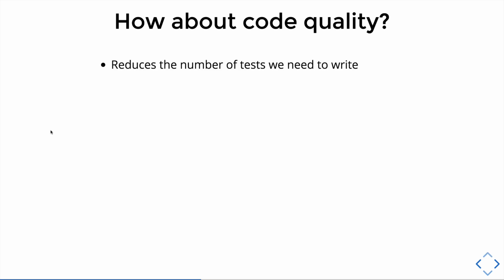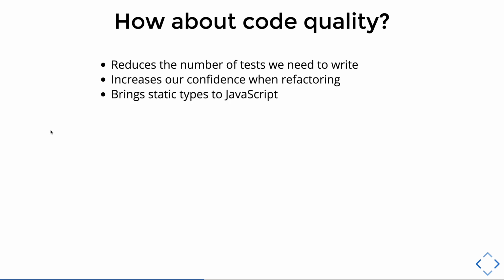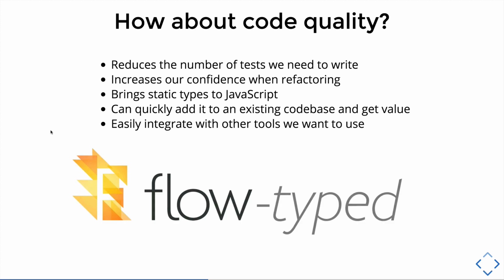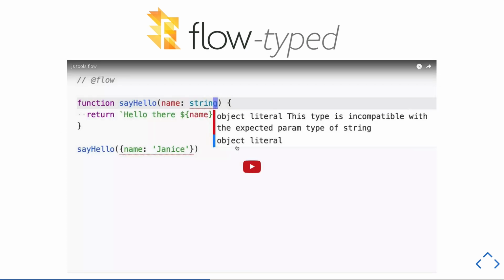So code quality. This tool allows us to reduce the number of tests we need to write, increase our confidence when we're refactoring code, and it brings static types to JavaScript, and you can quickly add it to an existing code base and get value immediately, and it easily integrates with other tools we want to use. This tool is FlowTyped. FlowTyped is awesome, and I definitely want to show you the demo for this.